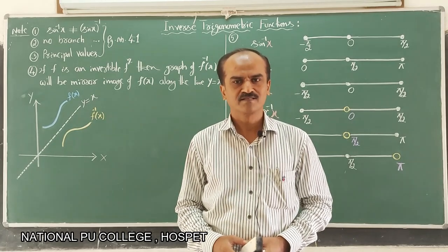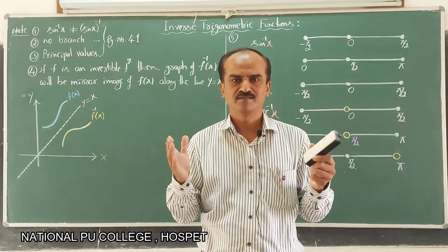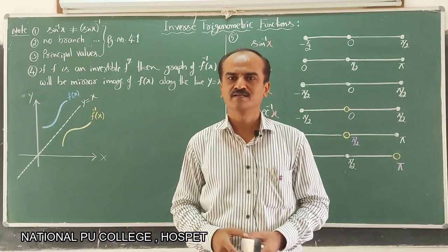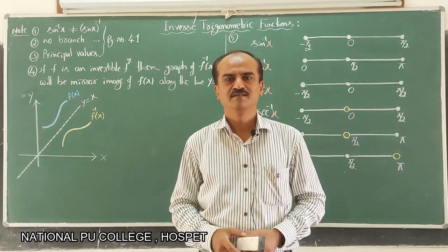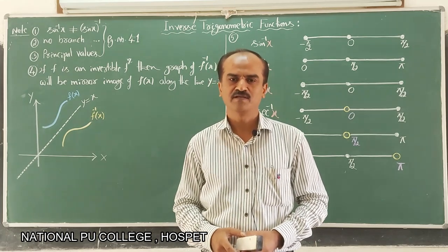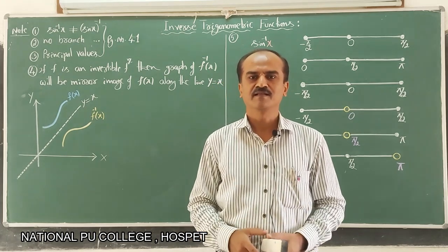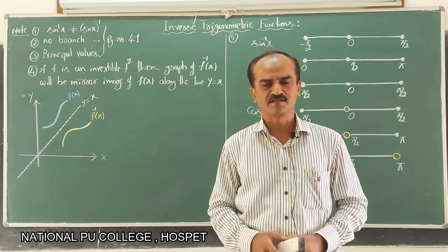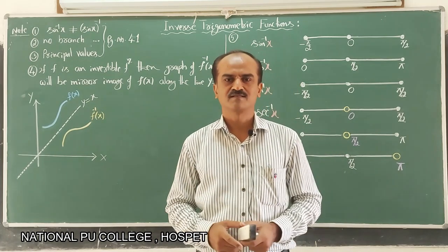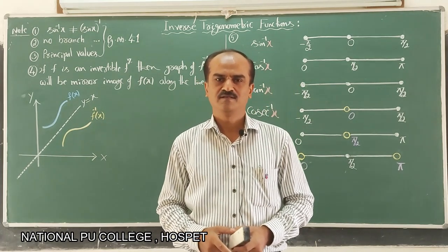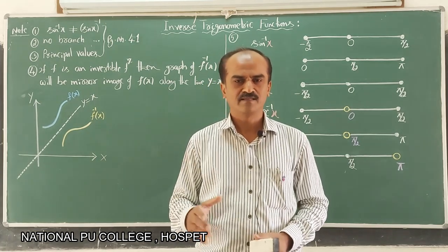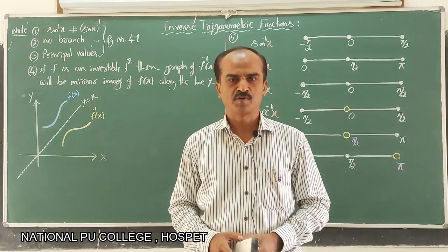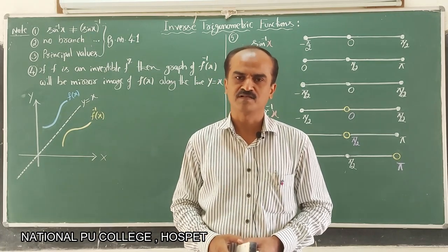In the first class, we discussed the basics needed to understand the inverse trigonometric functions, and we ended with writing a table showing the domain and ranges of all the six trigonometric functions. Now in this class, we are going to discuss the examples given in exercise 2.1, and then we will discuss properties of inverse trigonometric functions.